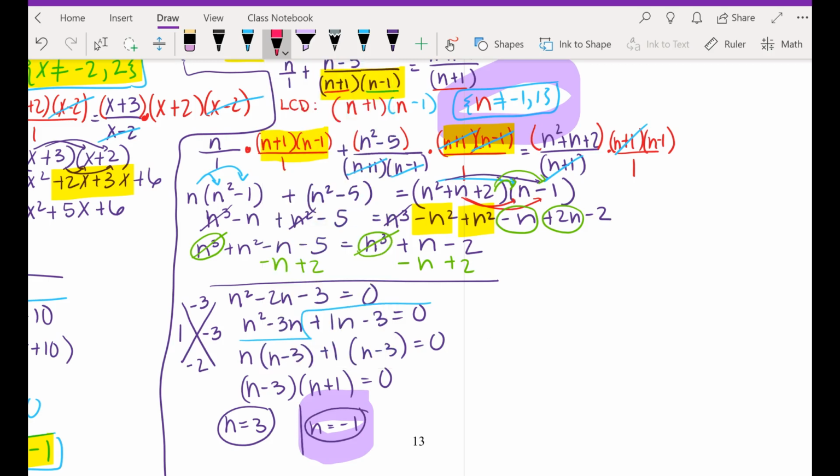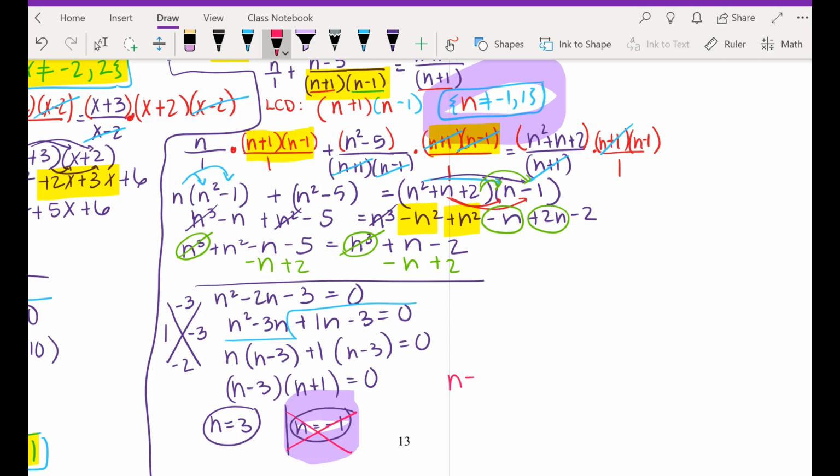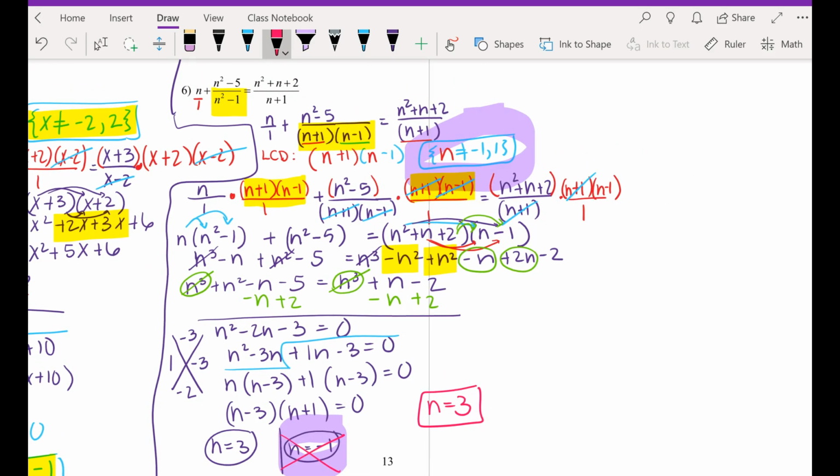X it out, ready? Wow, okay, so final answer, you can only have n at 3. So only n equals 3 is when we can make the original question a true statement. And guess what, guys? This is the end of Unit 4.